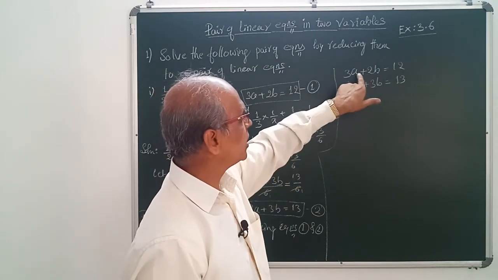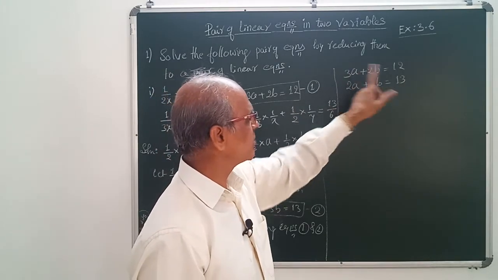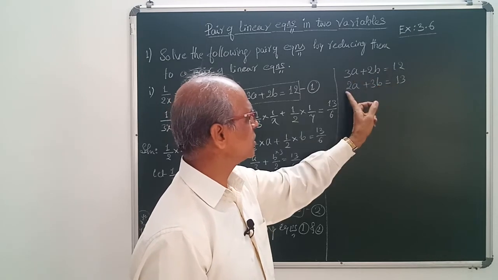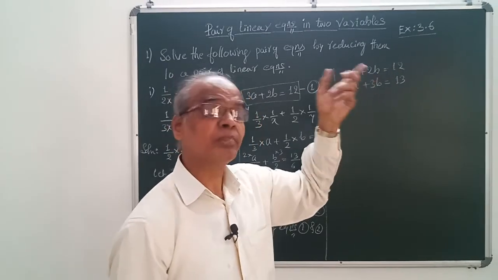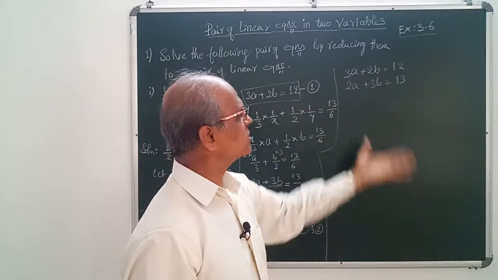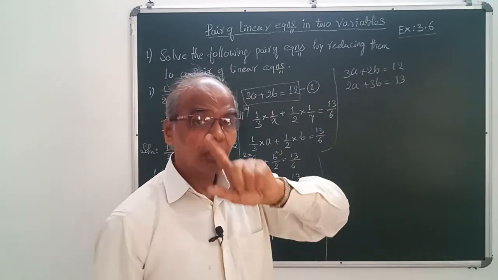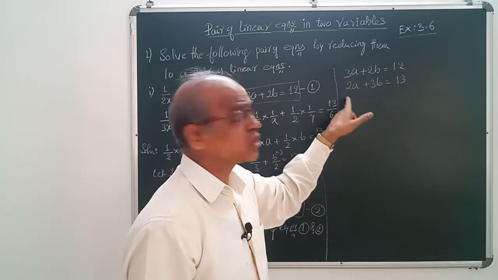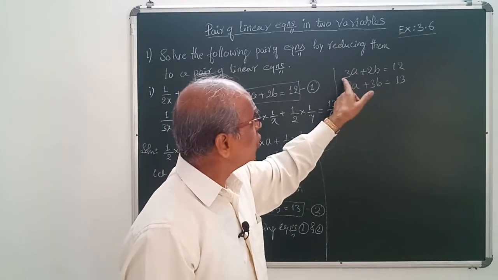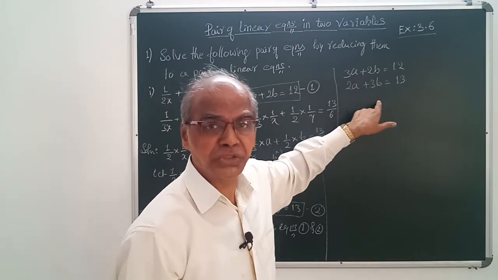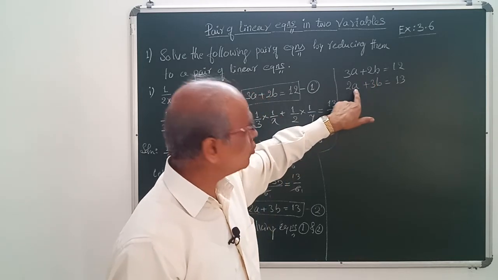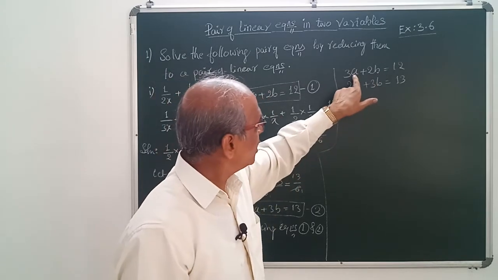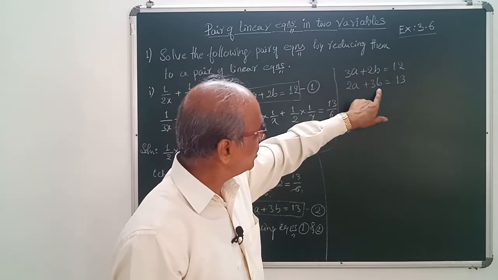If you want to eliminate a, multiply the second equation by 3 and the first equation by 2. In the same way, if you want to eliminate b, use the same thing. Or else, one more method, only in such cases where the coefficients are interchanged. Here the b coefficient is 2 but the a coefficient is 2. Here the a coefficient is 3 but the b coefficient is 3.